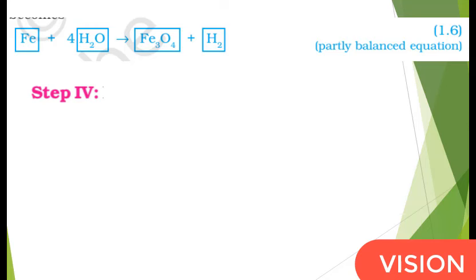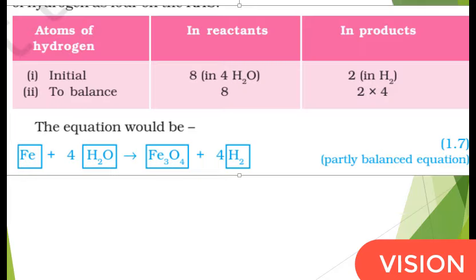8 hydrogen in the LHS, 8 hydrogen in the RHS. Then we get the balance in terms of hydrogen also. Then we are adding the 4 in front of the hydrogen, meaning we are getting balanced in terms of hydrogen. This is the equation. Initially we have 8 hydrogen in the reactant side. Now after adding 4 in front of the hydrogen, we are getting 8 hydrogen in the RHS also.